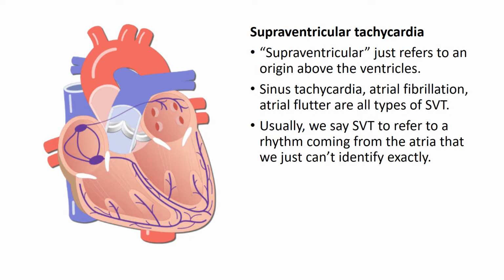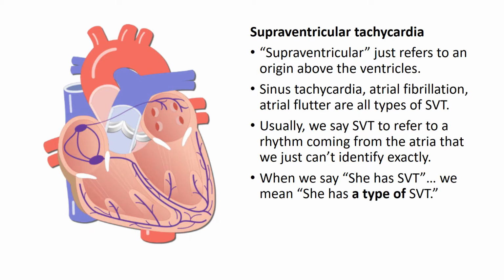But usually when we use the term SVT, we're referring to a rhythm that's coming from the atria and I just can't tell you exactly which one it is. So I know it's not sinus tach, it's not AFib, it's not a flutter, it's just something else, and it's coming from the atria. So when we say that this patient has an SVT, what we mean is that this patient has a type of SVT, and I just don't know exactly which one it is.